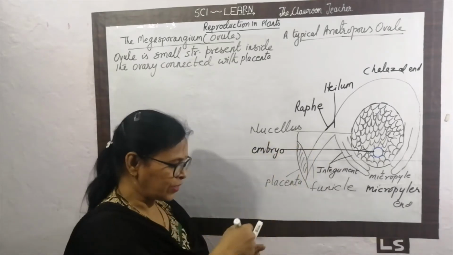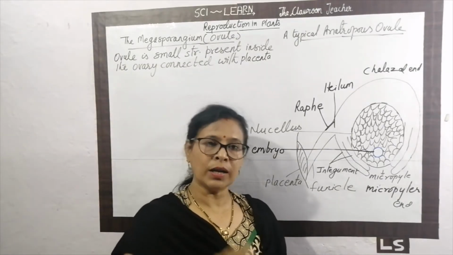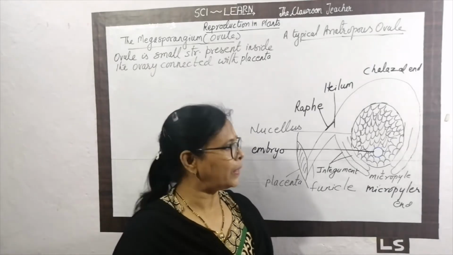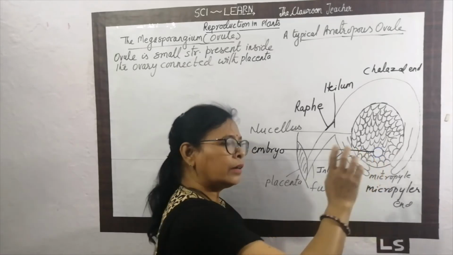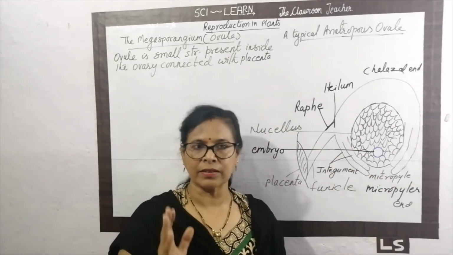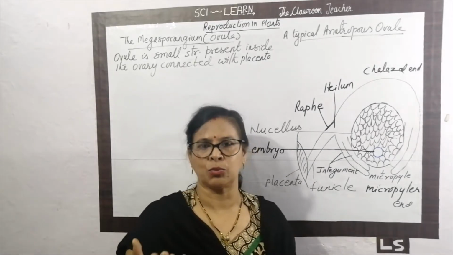What are all the cells which are present around it? They are called megaspore mother cells. All the cells have the potential to form a megaspore mother cell, but only the one which is closer to the micropyle gets developed in future to form the embryo sac. In the next class, we will study the structure of the embryo sac and how the megaspore is formed.